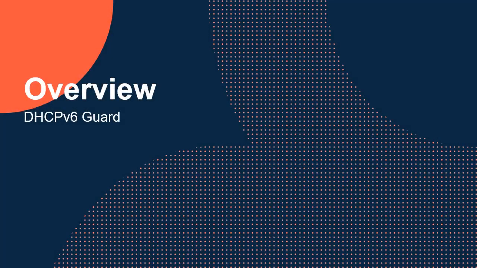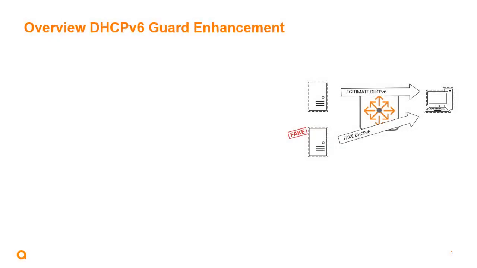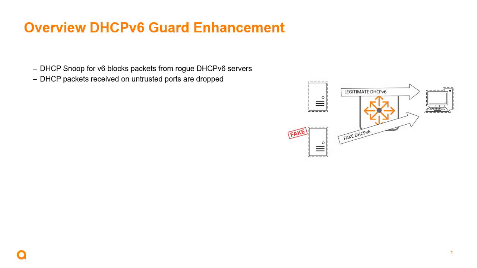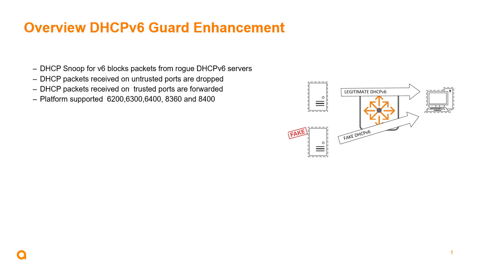Overview: DHCPv6 Guard. DHCP snooping for v6 blocks packets from rogue DHCP servers. DHCP packets received on untrusted ports are immediately dropped. DHCP packets received on trusted ports are forwarded. The platforms supported are the 6200, 6300, 6400, 8360 and 8400.